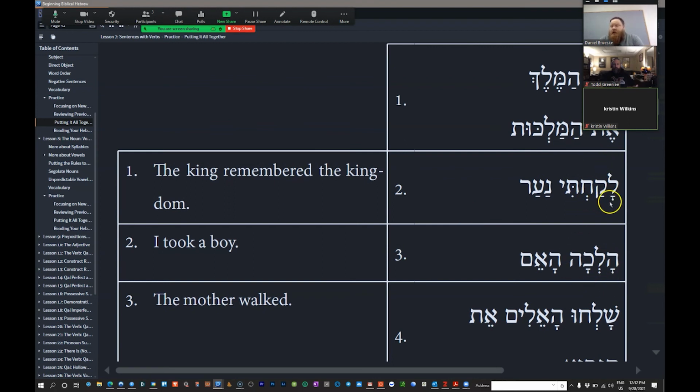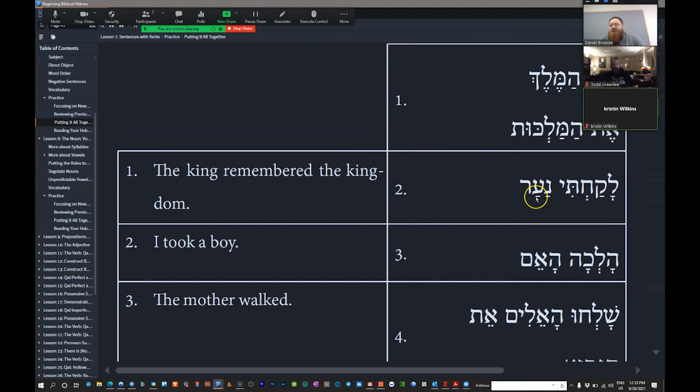Here we've got lakachti na'ar. Is na'ar the subject or is it the object? We don't know. I mean, we don't have et, but it's not definite, so we wouldn't expect et. So now we have to think through the meaning of the words. Does it make sense for a boy to seize nothing? No. So it doesn't really make sense for na'ar to be the subject. Does it make sense for me to seize the boy or the servant?